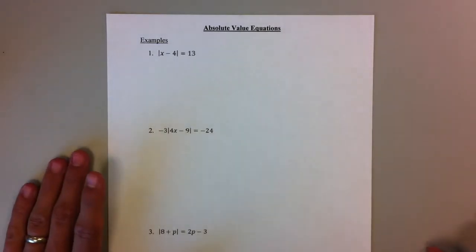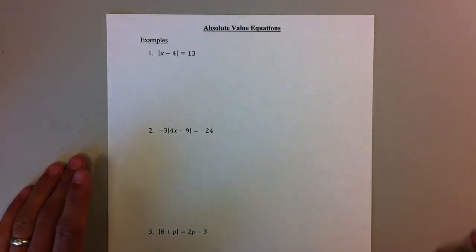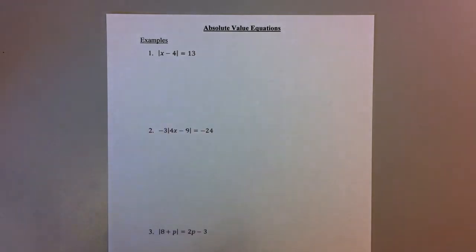All right, today we're talking about absolute value equations and how to solve them. If you remember, absolute value means distance. It's the distance a number is back to zero. So when we first started these a long time ago, the absolute value of 12 is 12. The absolute value of negative 12 is 12 because they're both 12 spaces back from zero.